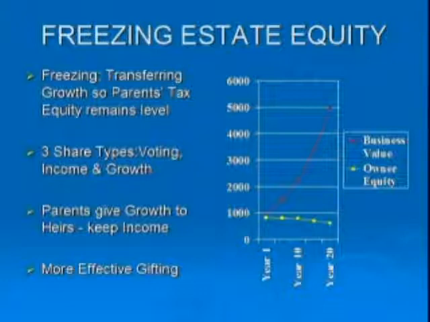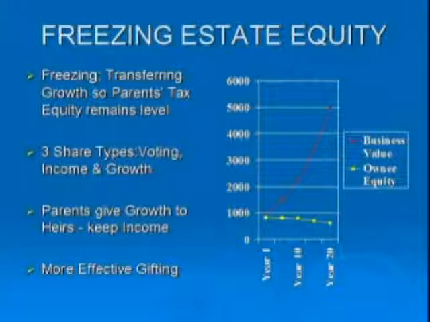But the process, if we give all of the growth to the children and keep the income, the graph here, the red line, shows how even though the asset itself, the business, keeps growing, the yellow line shows what the parent's taxable equity is, and it shows that the difference, the growth between those two, accrues to the children, so when the parents die, it doesn't get taxed.